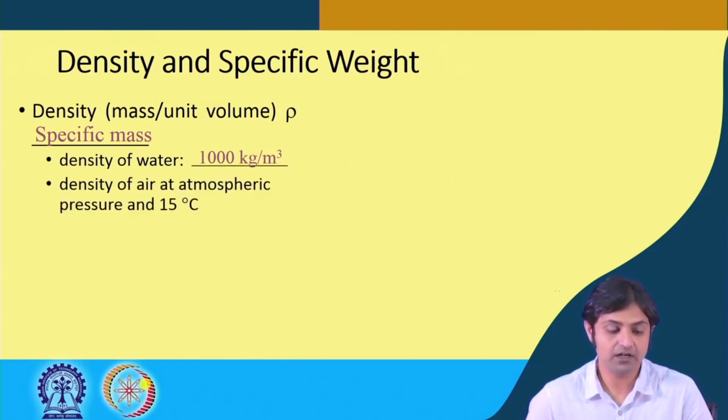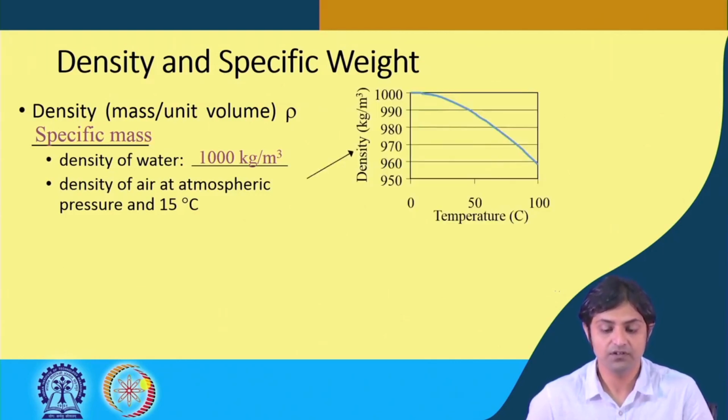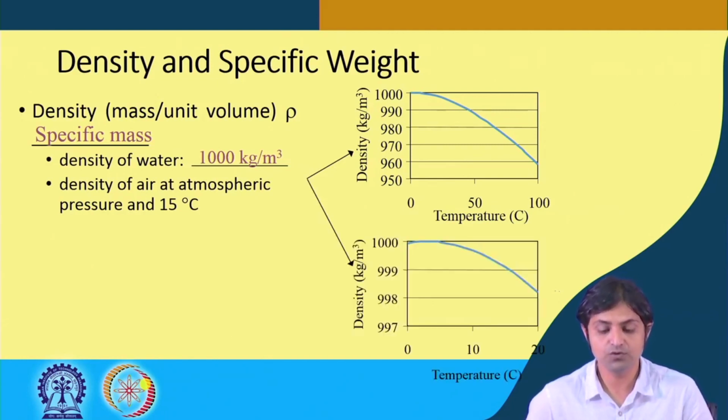Density of air at atmospheric pressure and 15 degrees centigrade is given by this curve. This is a function of the temperature. This figure right now shows the variation of the density of air varying from 0 to 100. In this figure now, it's a zoomed image. So what happens mostly between 0 and 20?